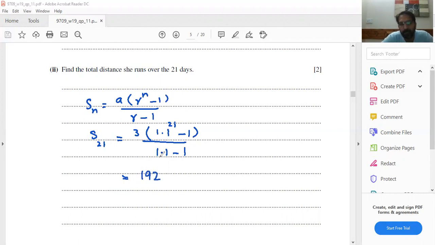So this is the fourth question. We have done the 4 questions here. So this tutorial was for the first 4 questions of October-November 2019, paper 1-1. The next 4 questions will be seen in the next tutorial.